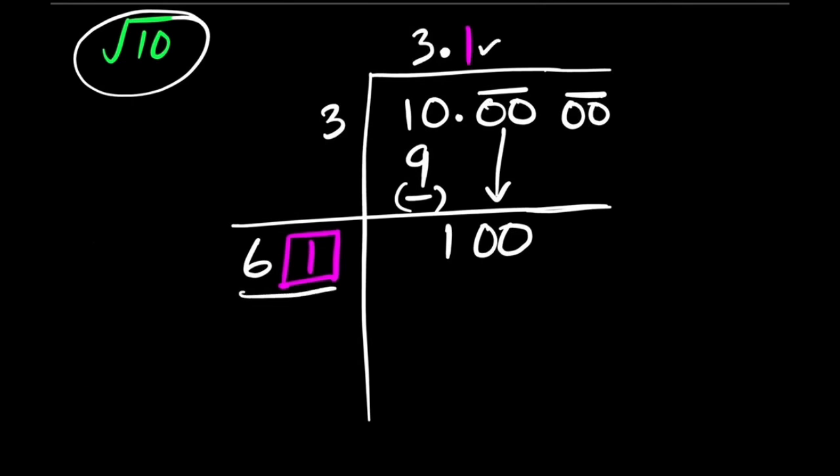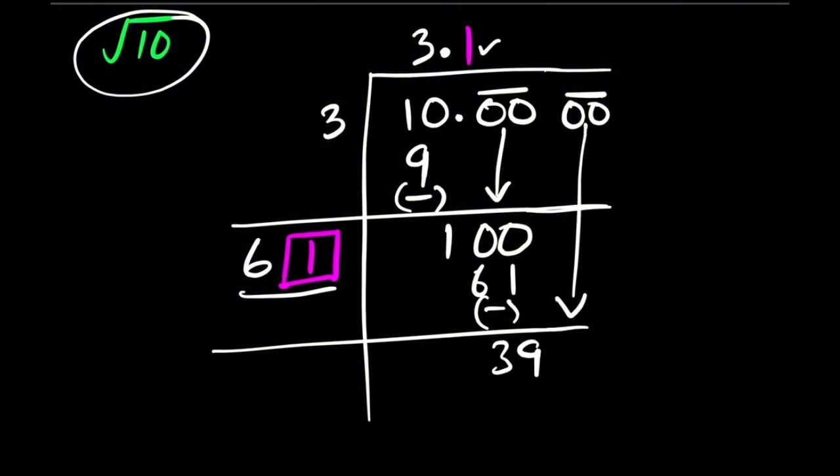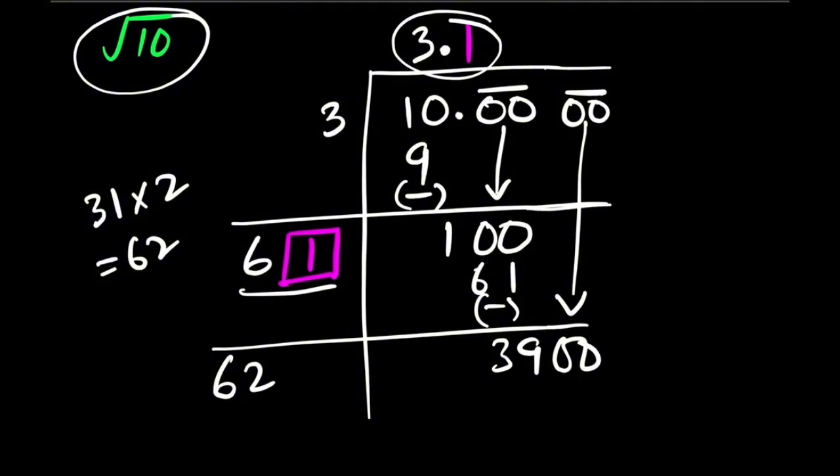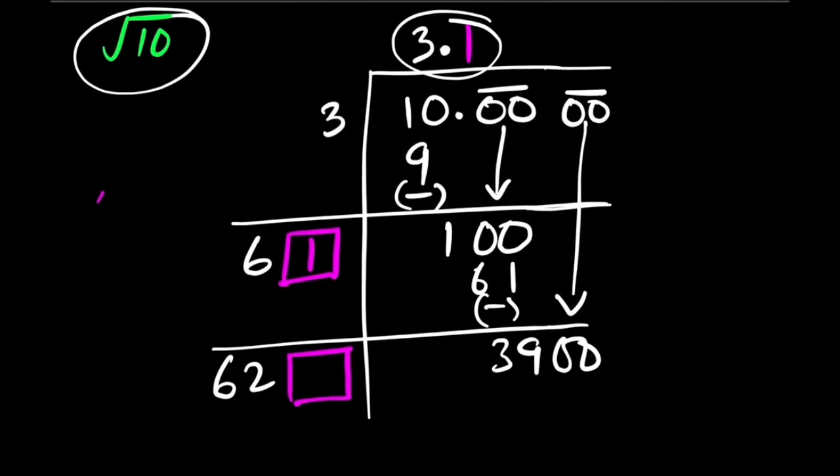Now 61 times 1 means 61. Subtract 61 from 100, which equals 39. And bring another pair of 0 down. Now let's find the divisor here. To find this divisor, ignore the decimal point in the quotient and just write 31 and double it. So write 62 here. Now the next step is to do the trial and error method to find the number that is after 62. So let's try to find that number.